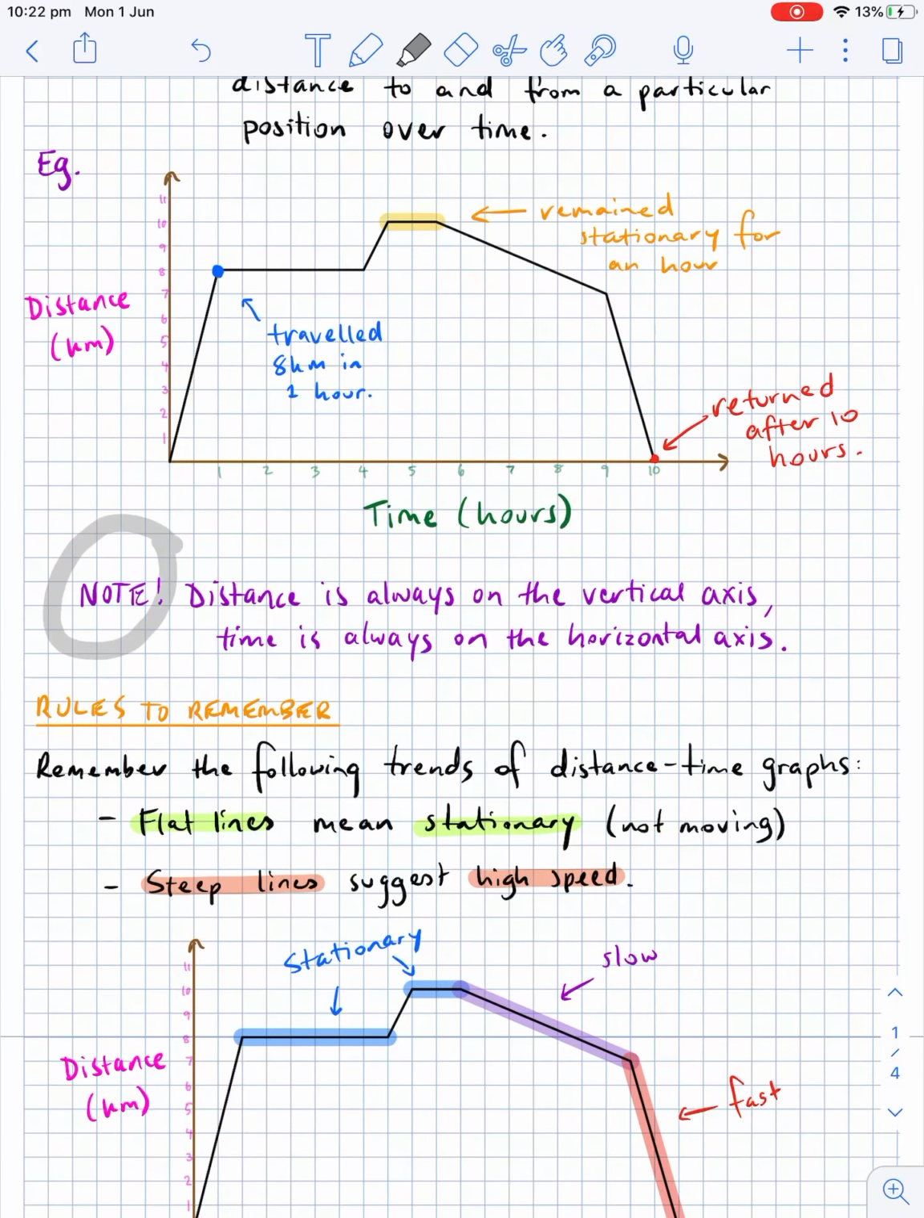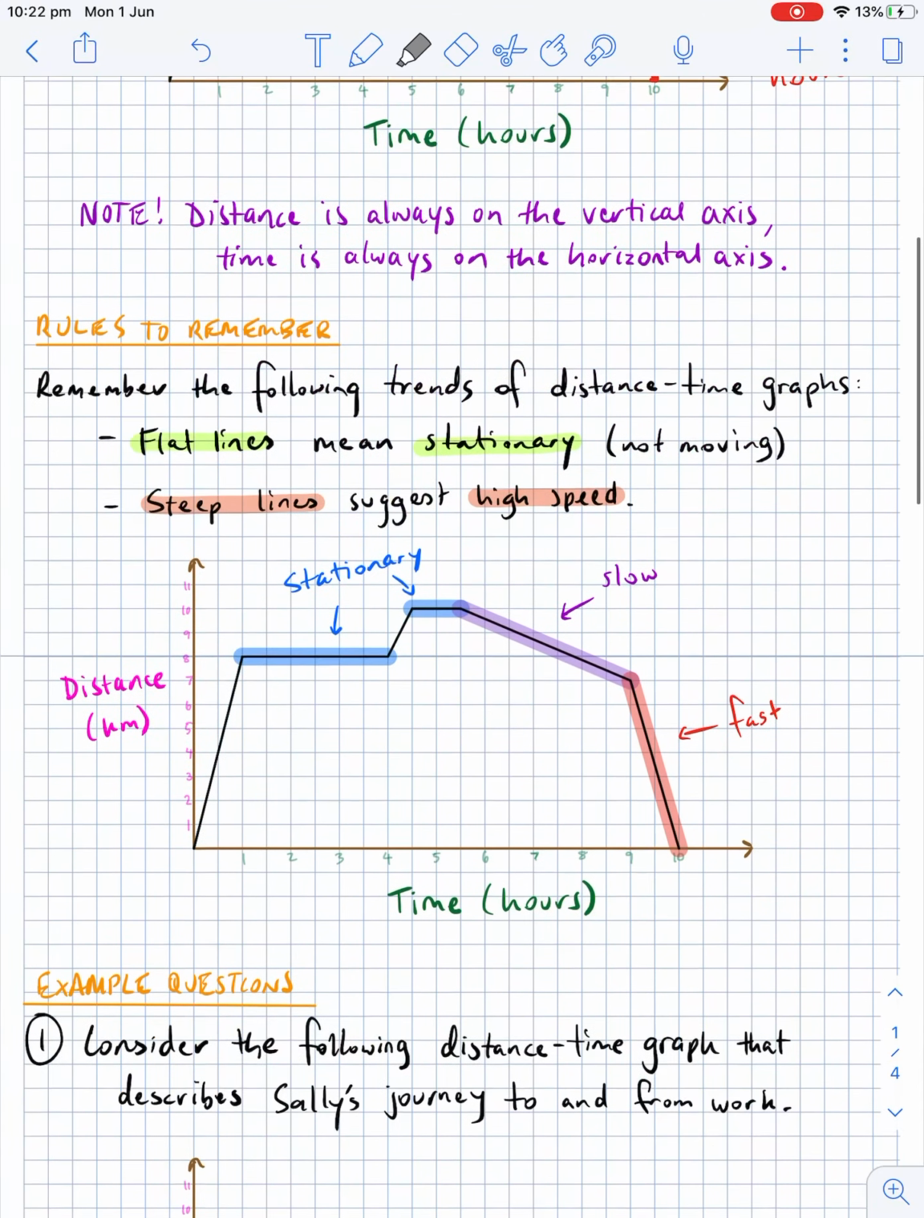So note, distance is always on the vertical axis and time is always on the horizontal axis. Make sure you put time down here and distance on the side here.